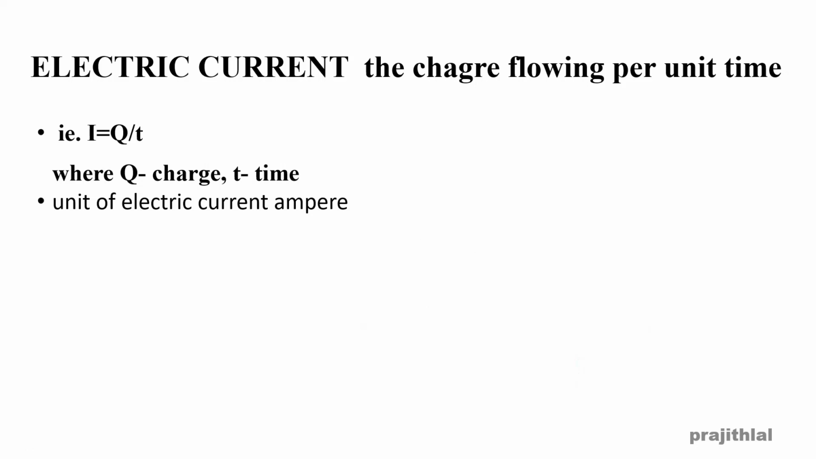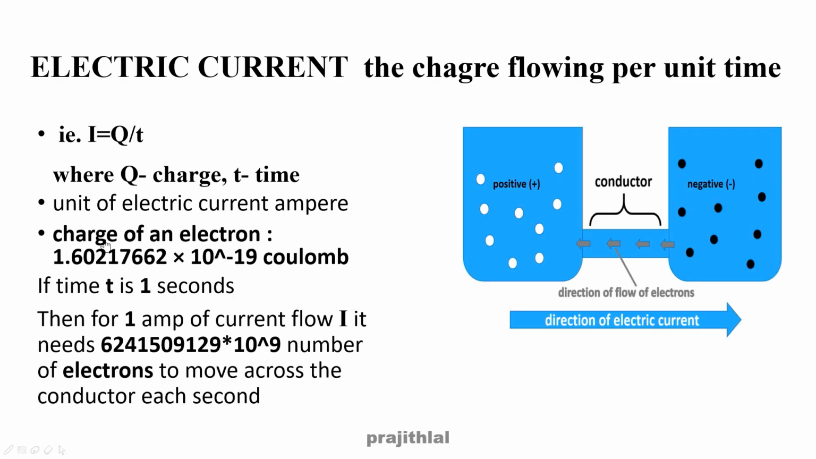So let electric current be represented by the term I. I equals Q by T, where Q is the charge and T is the time, and the unit of electric current is ampere. The electrons pass through the conductor and get to the positive side. So the current passing through is the charge flowing through this conductor per unit time.